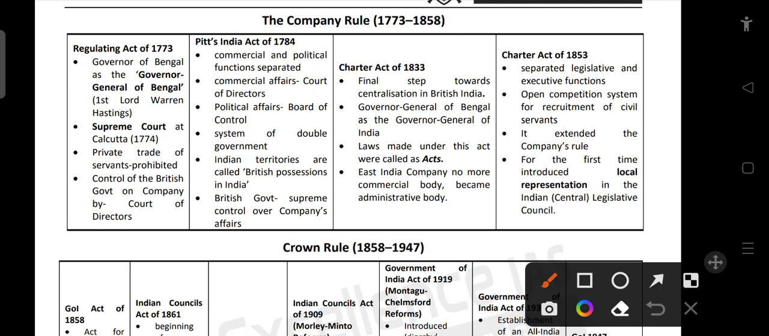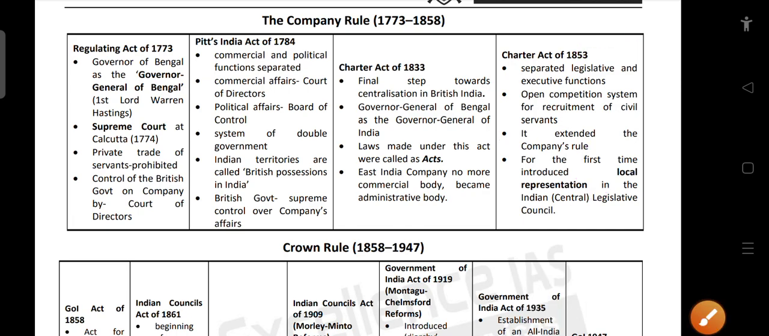Then Charter Act of 1853: separate legislative and executive functions were there. Open competition system for recruitment of civil servants was introduced, and it extended the company's rule. For the first time it introduced local representation in the Indian Central Legislative Council.